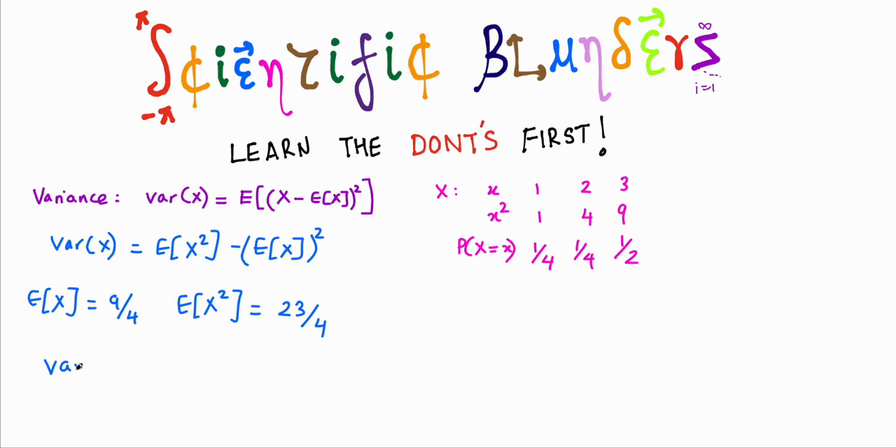So for the variance of X, all you have to do at this point is plug these numbers into this equation. So it's 23/4 minus the expected value of X the whole squared. 9/4 squared is 81/16. And this, when you do the math, will give you 11/16. So the variance of X is 11/16, and that is the right answer. I'm not going to tell you to pause the video and see if I've made a mistake, because I don't think I have. But this is how variance is traditionally explained.